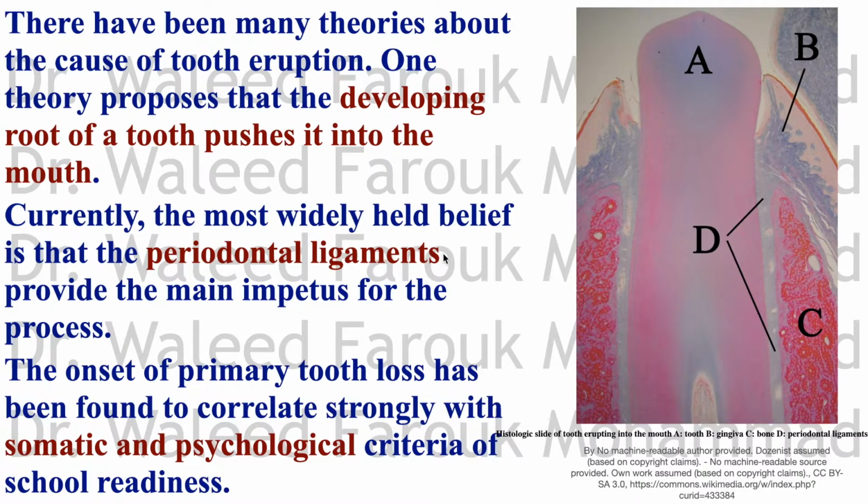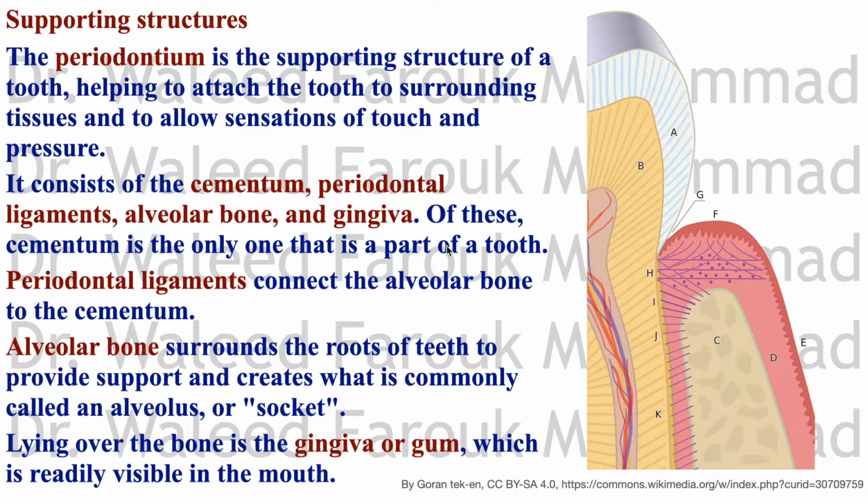It was also found that primary tooth loss correlated strongly with somatic and psychological criteria of school readiness. So it's a sign for school readiness.